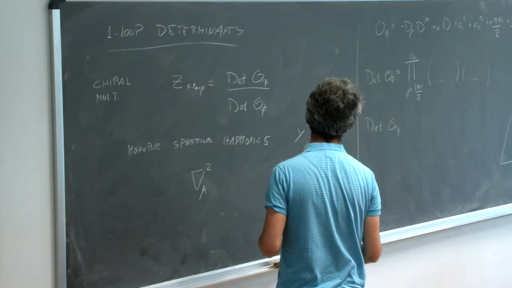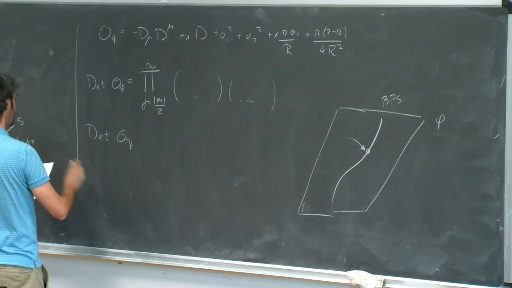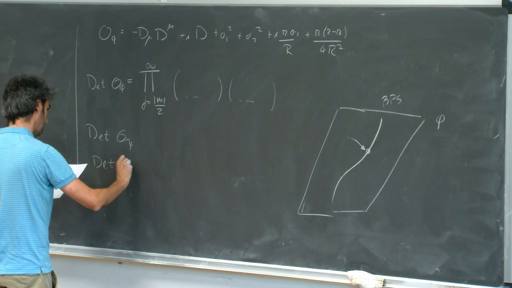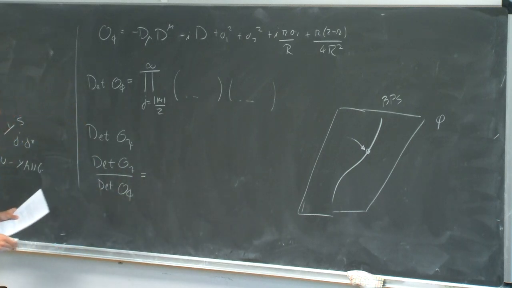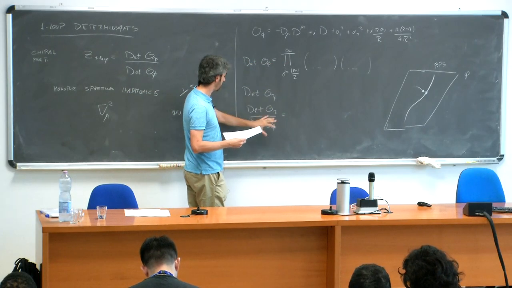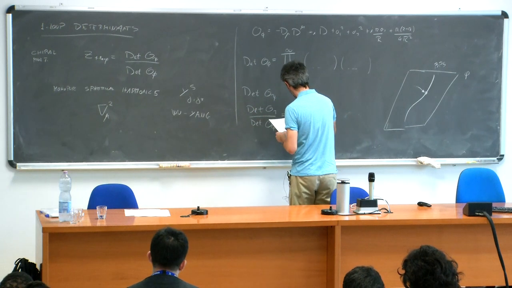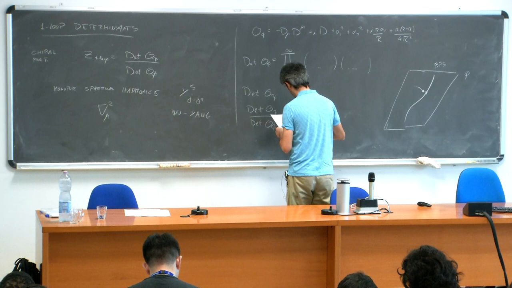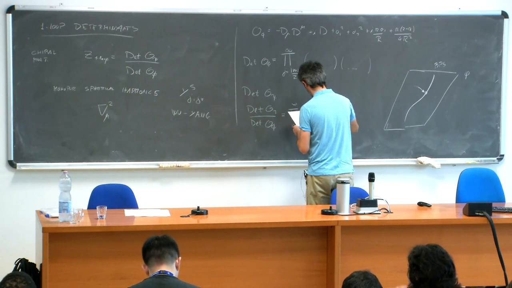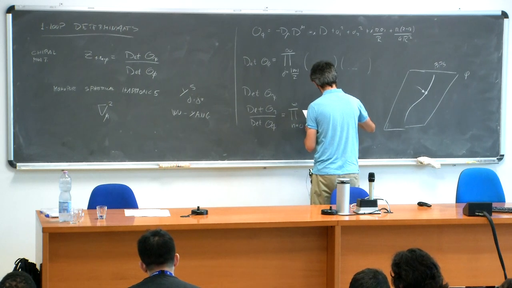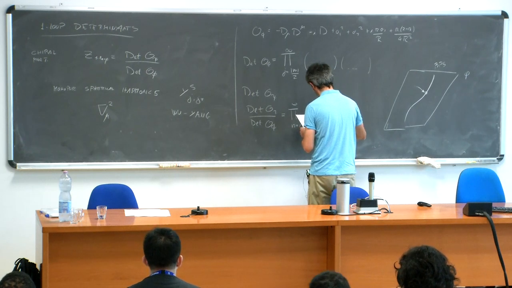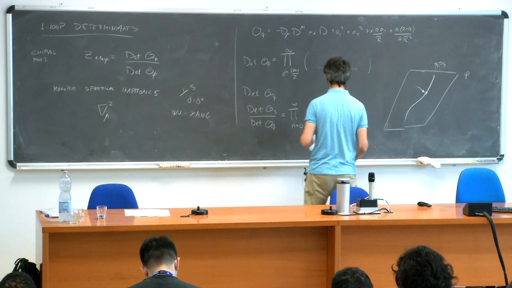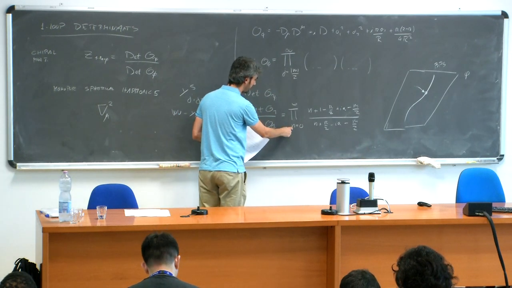Okay, so once you have these two determinants, then the loop determinant is the ratio. And as I promised, there are lots of cancellations because of supersymmetry. So many of the eigenvalues that you find here, you also find here. And so in this ratio, it's much simpler. So let me actually write this expression. So this is the expression that one obtains. It's still an infinite product over n.